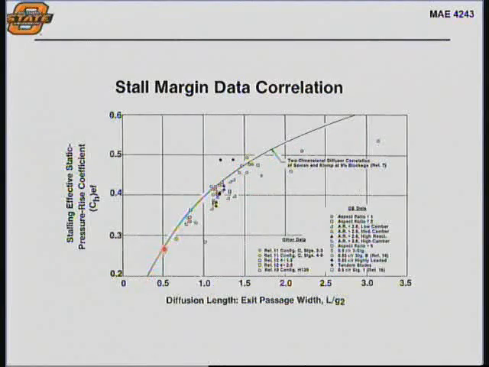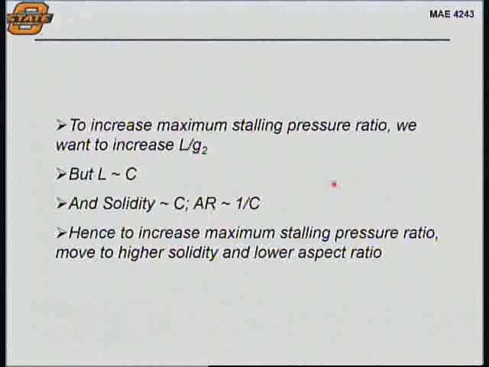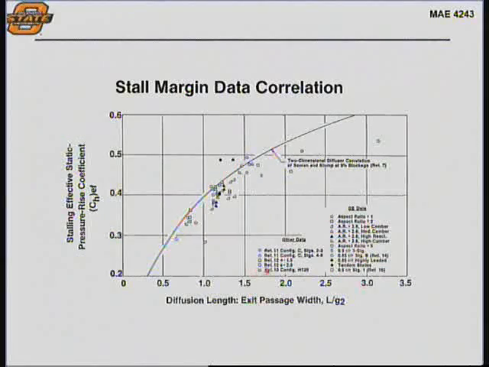And there was this kind of limiting line here that if you stayed at or below this line, you're going to be in an area where it's going to be less likely to stall. But it's based on those airfoil parameters. So to increase the maximum stalling pressure ratio, we want to increase this L over G2. So if I go back here, if I want to get higher pressure ratios without stalling, I need to make this parameter L over G2 larger.